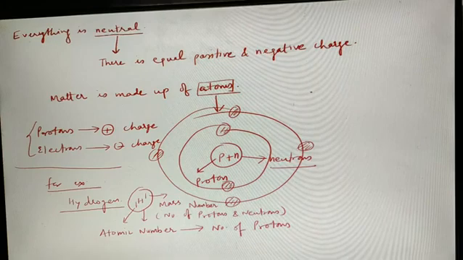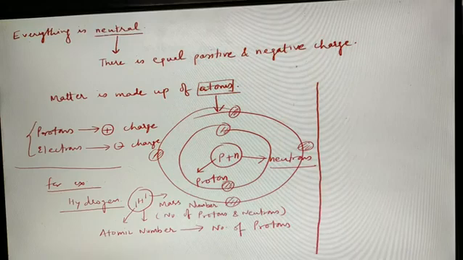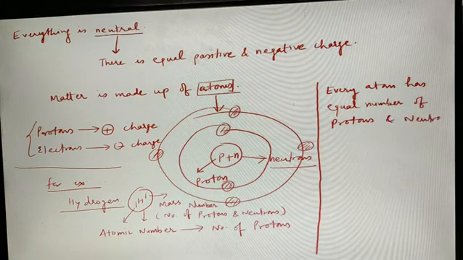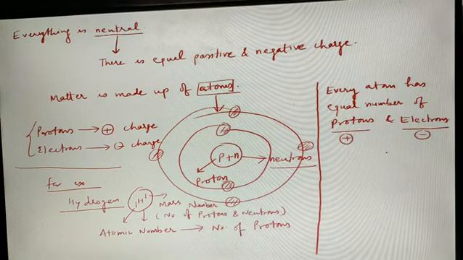Every atom has an equal number of protons and electrons. Protons are positively charged, electrons are negatively charged. That is why an equal number of protons and electrons makes an atom neutral. Now what if the number of electrons and protons are not equal? If the number of protons and electrons are not equal in an atom, then that atom is considered to be charged.